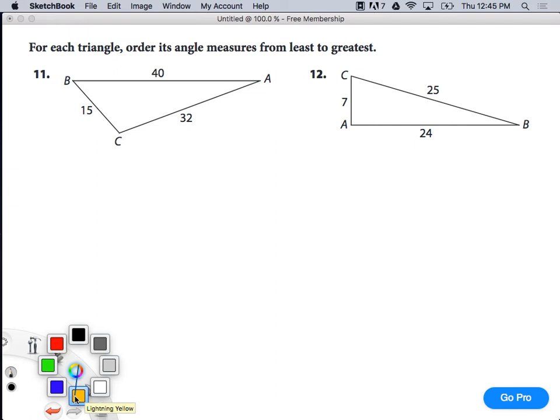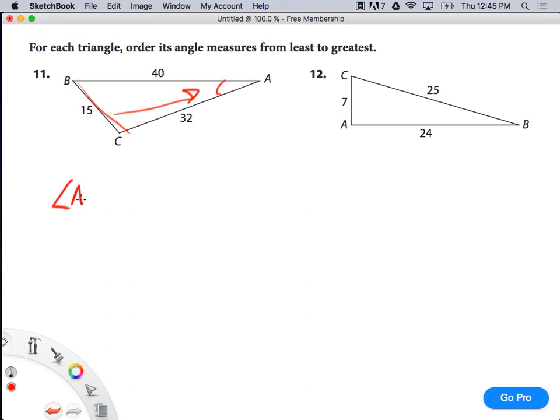If you're using your brain, you know what you're doing. Okay. Side BC is clearly the smallest, so that means angle A is the smallest. Then side AC, so angle B is the middle. And then side AB, so angle C is the largest.